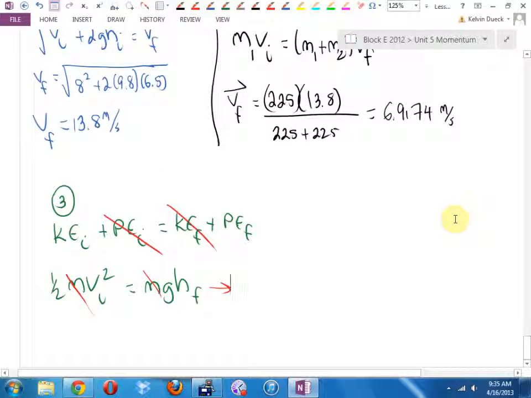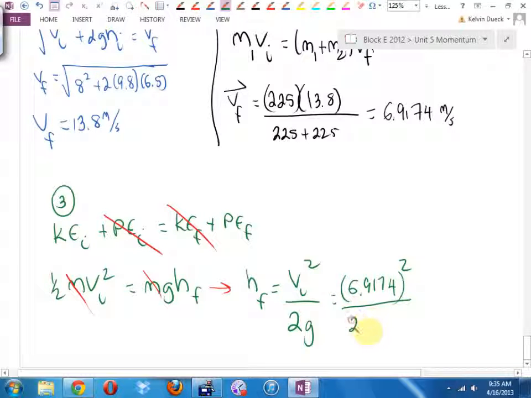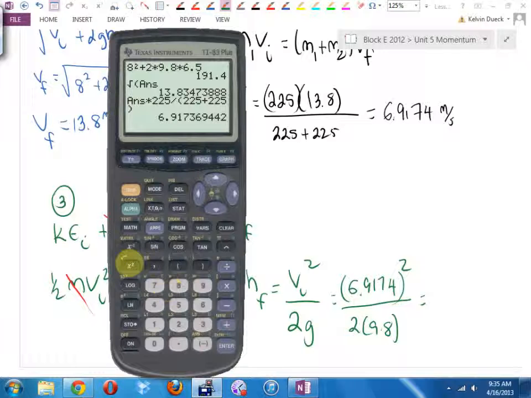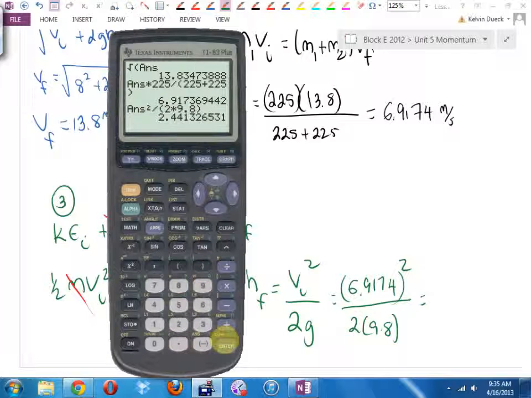Blah, blah, blah, subtract the 3, carry the... Oh, h final. Final height is v initial squared divided by 2g. It's going to be 6.9174 squared divided by 2 times 9.8. 2.44 meters.